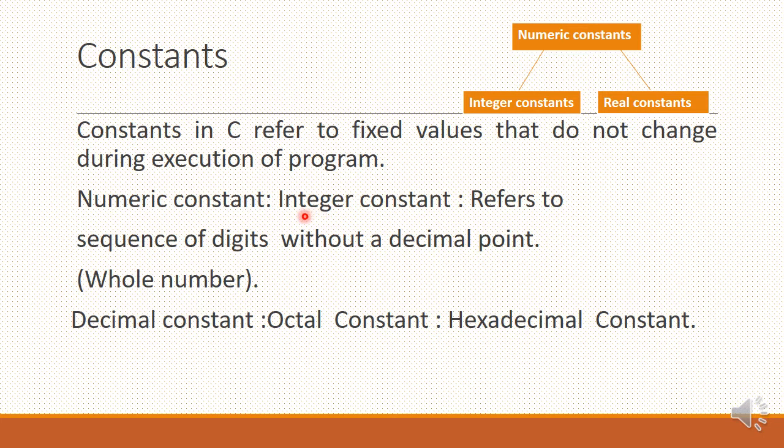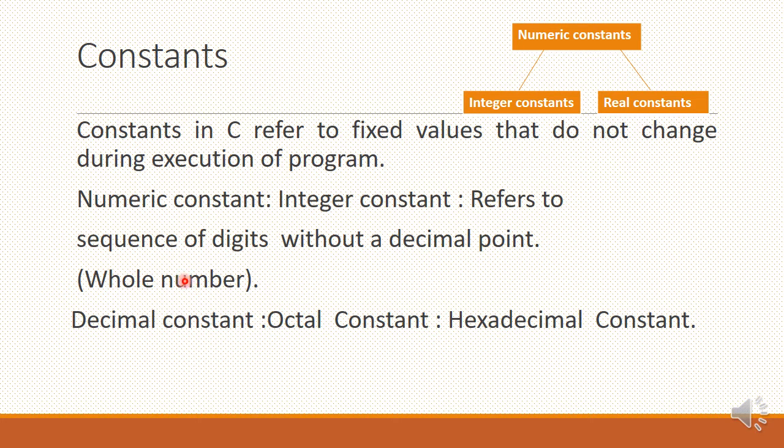An integer constant refers to a sequence of digits without a decimal point. What do you mean by integer constants? Numeric constants are nothing but numbers. The whole numbers are called integer constants. For example, you can write 12, 14, 100, 1000, anything. Any whole number is an integer constant, without the decimal point.